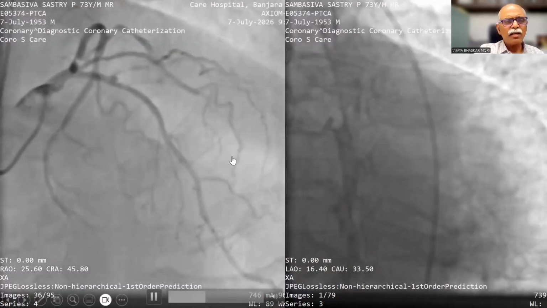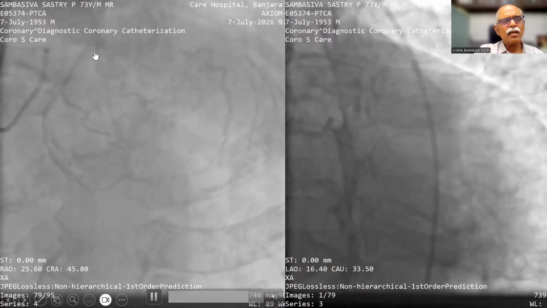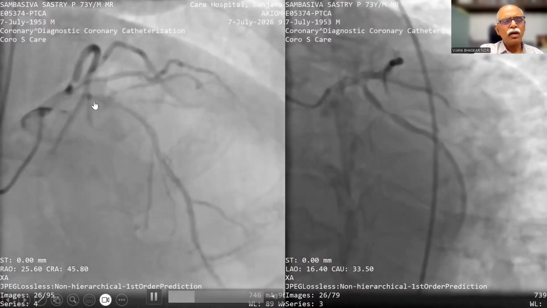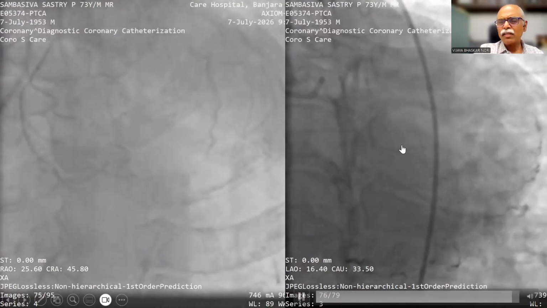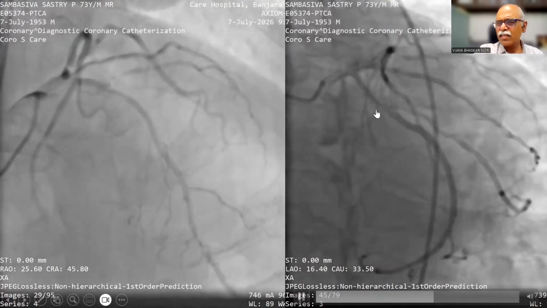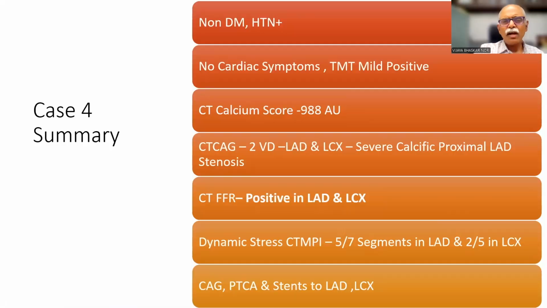Cath angio was done. It showed that there is significant stenosis in proximal LAD, like what we have shown in the CT angio. There is moderate to severe stenosis in proximal LCX. The patient underwent stenting procedure and is doing well now. So case 4 summary: non-diabetic, non-hypertensive, TMT mild positive, calcium score 988, CTCAG 2 vessel disease, LAD and LCX, severe calcific proximal LAD stenosis, CTFFR positive in LAD and borderline in LCX. Dynamic stress perfusion: 5 out of 7 segments in LAD territory and 2 out of 5 segments in LCX territory show ischemia. CAG was done and underwent PTCA and stents to LAD and LCX.